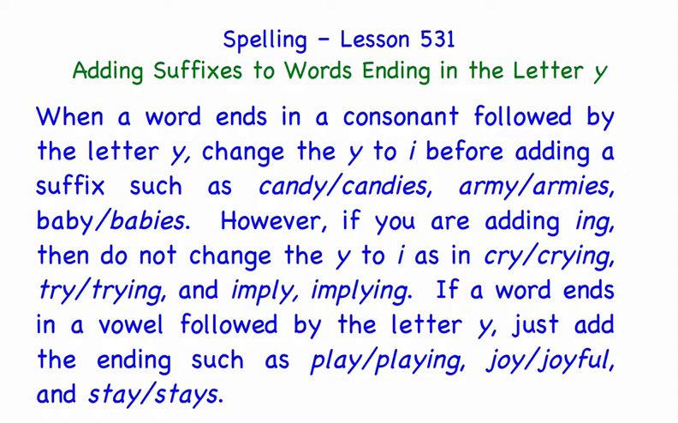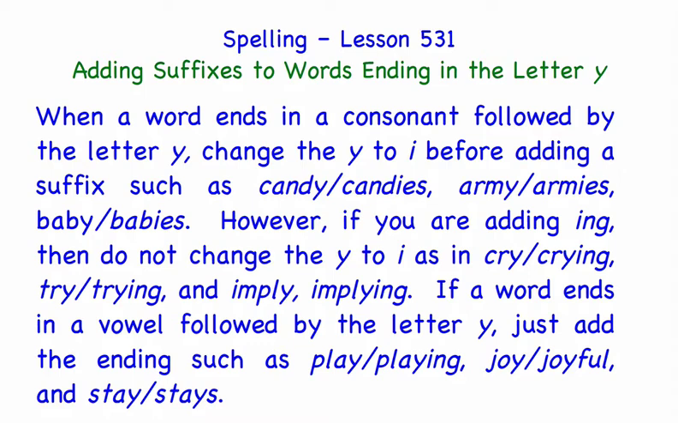Now, if you're adding ing to the end of a word that ends in Y, then you do not change the Y to I. You leave the Y alone. Examples would be cry, crying, try, trying, and imply, implying. Finally, if a word ends in a vowel followed by the letter Y, then you just add the ending, such as play, playing, joy, joyful, and stay, stays.